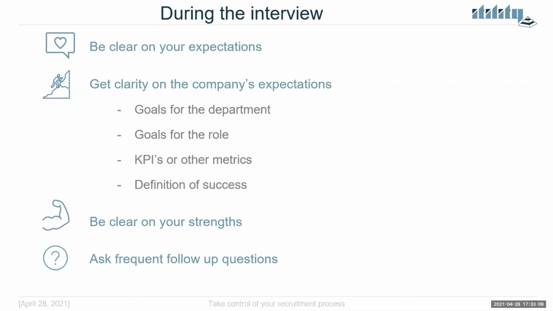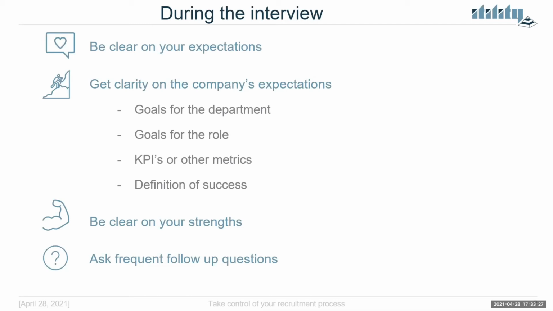So you also want to get clarity on the company's expectations. So what are the goals for the department? What are the goals for this particular role within the department? What are KPIs or other metrics? What's the definition of success?